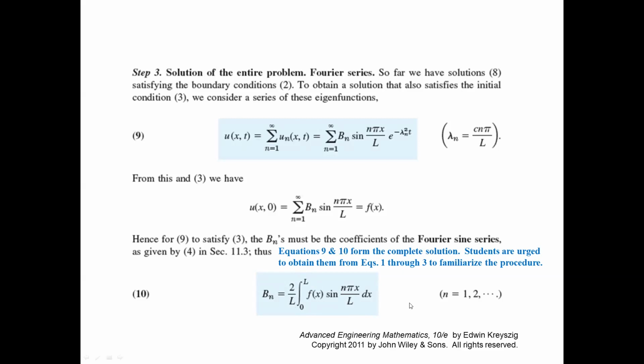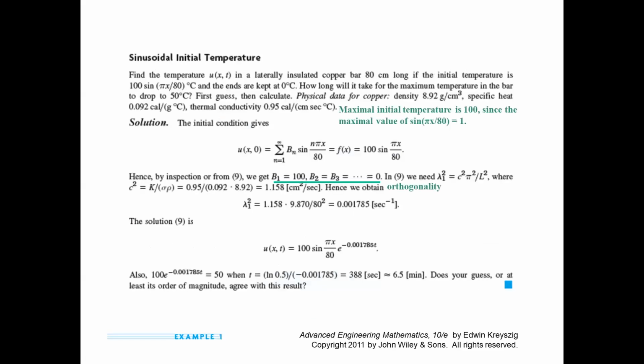Do you remember what the orthogonality tells us? We get a non-zero value only when we integrate a product of two identical functions. So only if we integrate two identical functions, we get non-zero values. So for this particular case, B1 is going to be 100, and B2, B3 are going to be all 0.